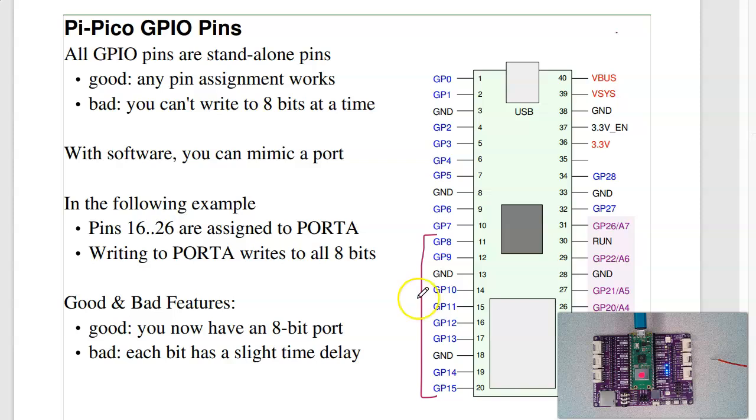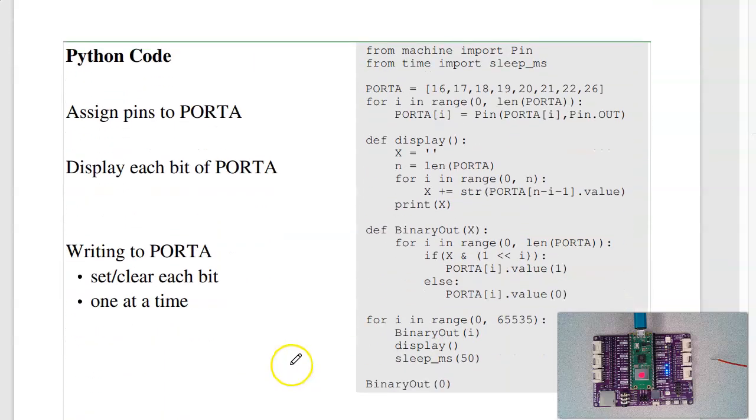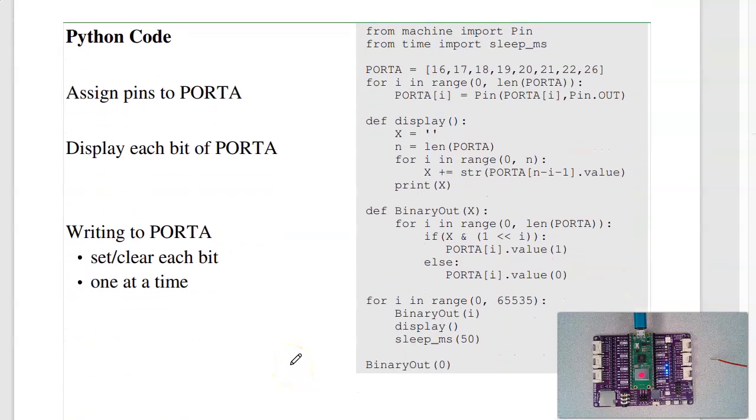That's all good. The bad thing is when I write to this port, it's not going to write to all 8 bits at the same time. There's actually a slight time skew between the first bit and the last bit. In terms of coding, here's what the code looks like. I'm going to define which pins are port A. So here I said pins 16 through 26 are port A. I'm going to make each of those pins output, and come up with a subroutine called display, and that just shows me the value of each pin on the console.